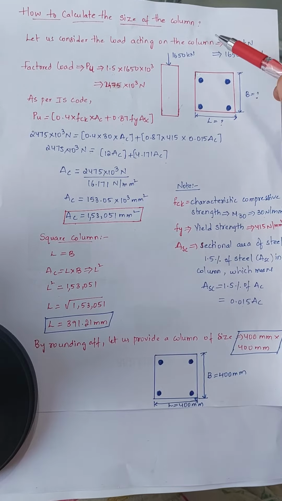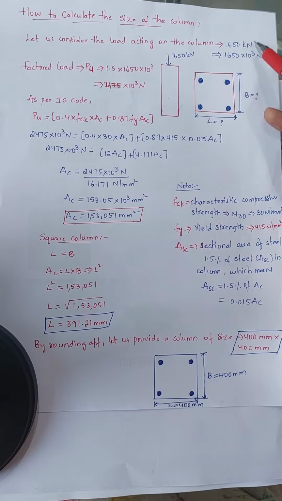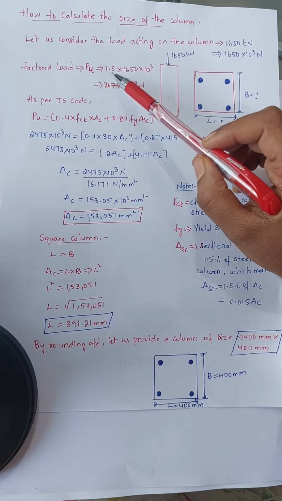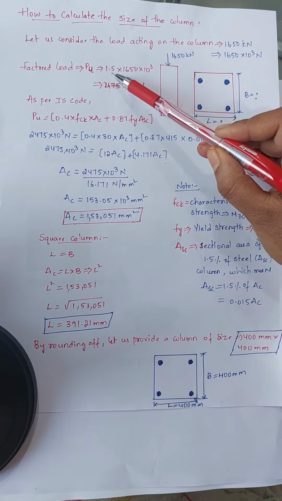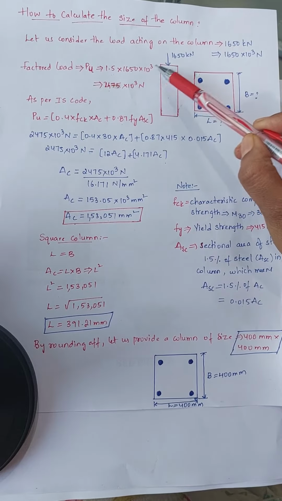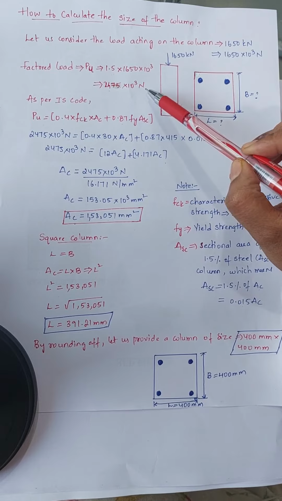So let us consider here the load acting on the column is 1650 kilonewtons. So the factored load is found by multiplication of 1.5 as a factor of safety. So 1.5 into the actual load of 1650 kilonewtons, so we will get 2475 kilonewtons.